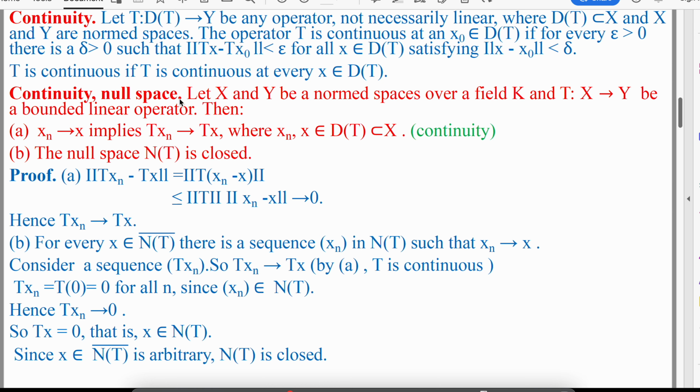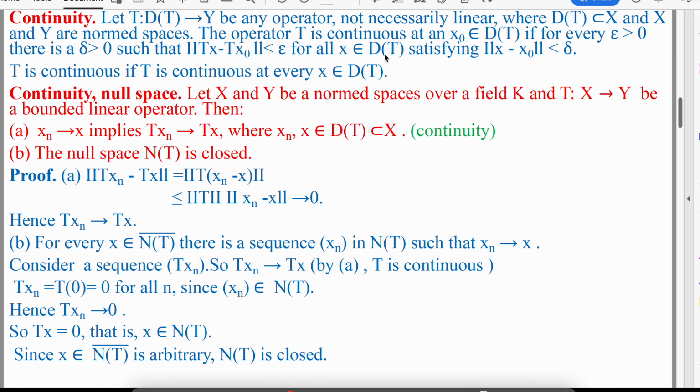Now continuity. Suppose T is any operator from domain of T to Y, here domain of T is a subset of X, where X and Y are normed spaces. The operator T is continuous at x naught belonging to domain of T if for every epsilon greater than 0 there is a delta greater than 0, such that norm of Tx minus Tx naught is less than epsilon for all x belonging to domain of T, satisfying norm x minus x naught less than delta. And this operator T is continuous if it is continuous at all the points of domain of T.